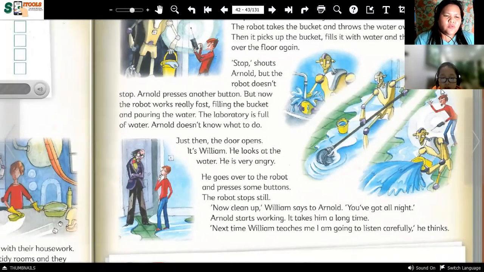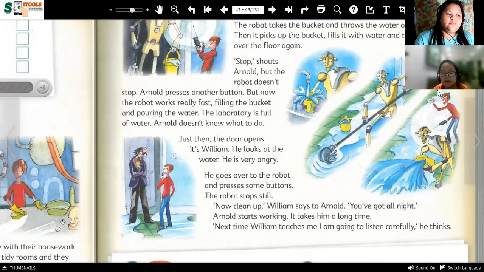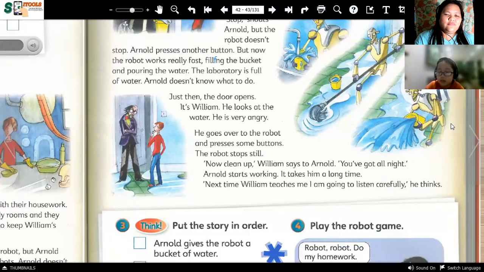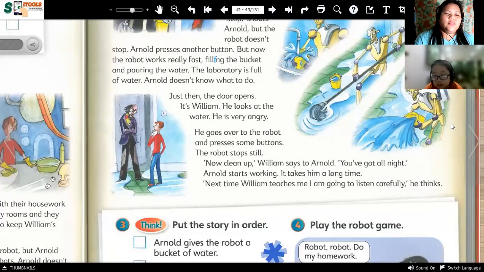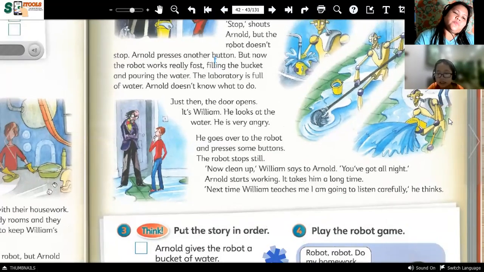Listen, the old door opens. It's William. He looks at the water. He is very angry. He goes over to the robot in person, and the robot stops still. Now clean up, the scientist says. You are cleaning all night. It takes me a long time. Next time when you teach me, I am going to listen carefully, he thinks.